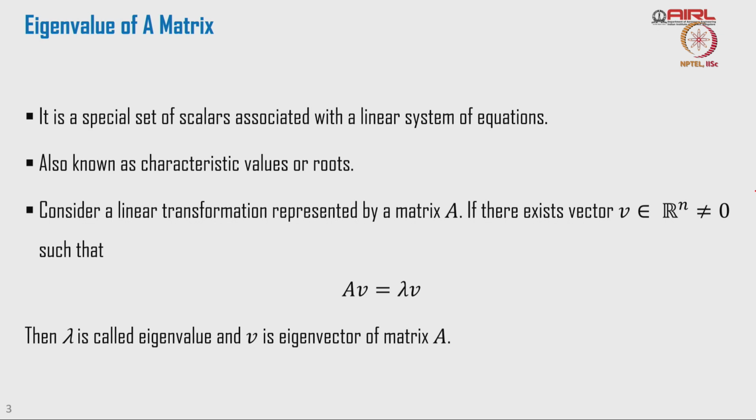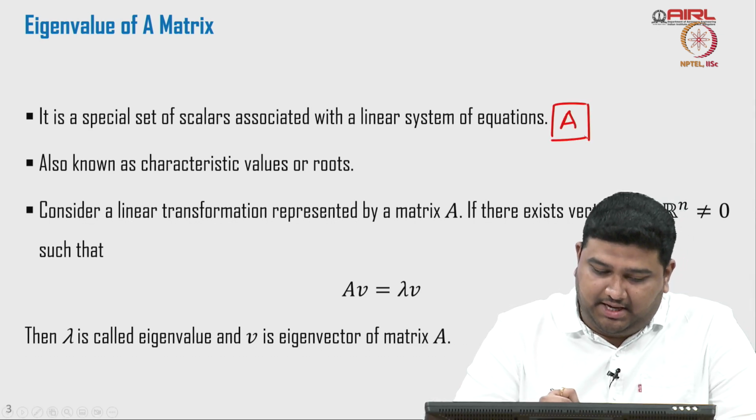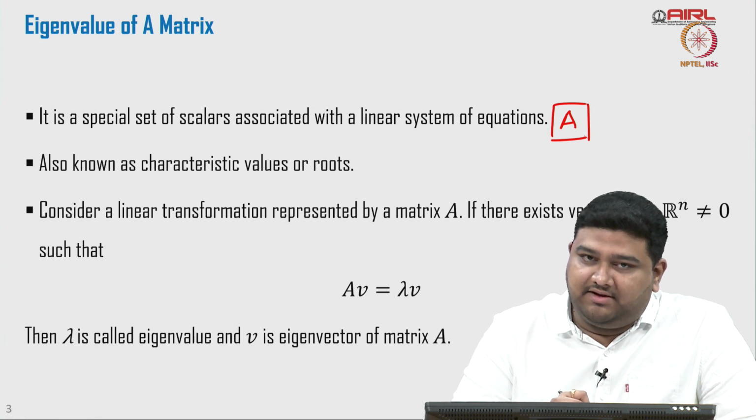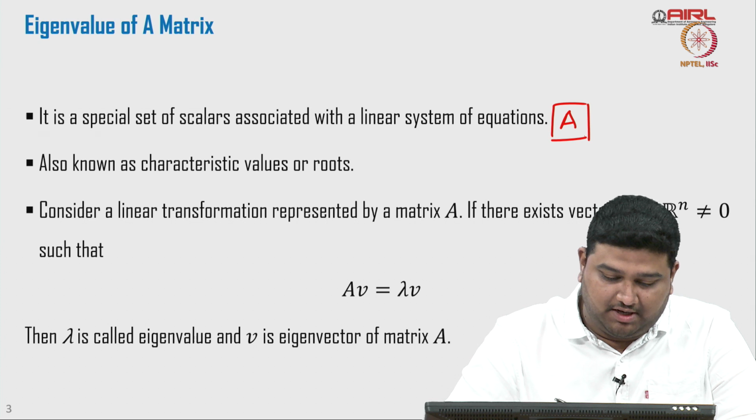Now let us start. What exactly is an eigenvalue of a matrix? It is a special set of scalars associated with a linear system of equations, and as we know, any linear system of equations can be described by a matrix A. These eigenvalues are also called characteristic values or roots. They are the other names for these eigenvalues.